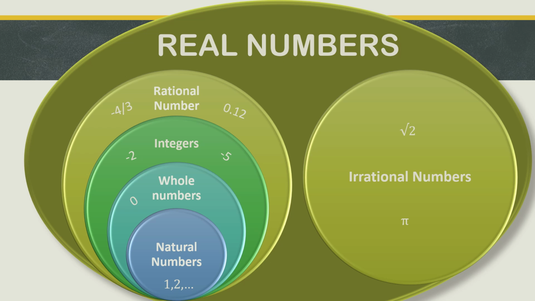And then rational numbers include all the integers. That means rational numbers include integers, whole numbers, natural numbers, and in addition to that all other numbers which can be expressed in the form of p by q or its decimal representation. For example, minus 4 by 3, 0.12, etc. Now the real numbers which are not rational numbers are called irrational numbers. For example, root 2, root 5, root 7, pi, etc.